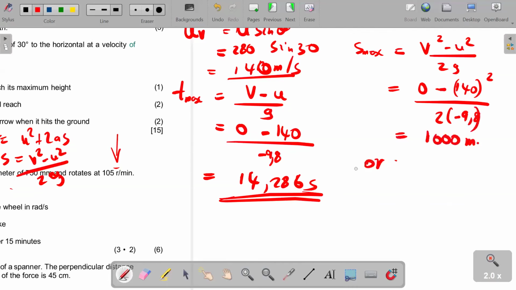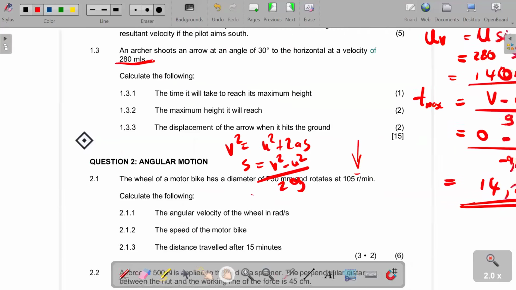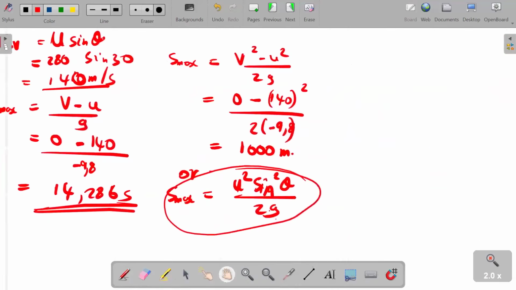Option 1. Option 2, we could have just used the formula S max is equal to U squared sine squared theta over 2G, right? It's another formula for the maximum height. If ever a question comes asking you maximum height, you can actually use this formula here. U squared sine squared theta over 2g, and you'll still be fine, right?